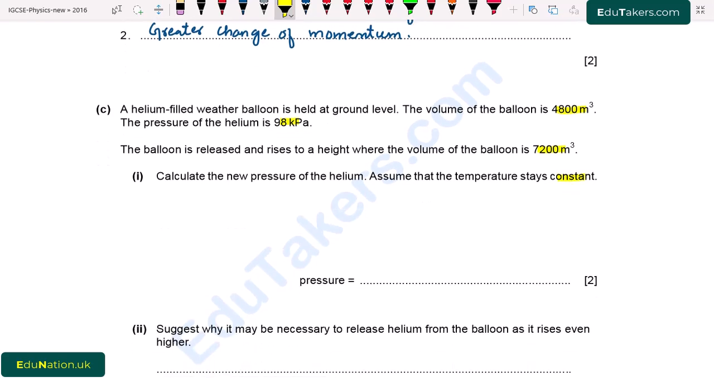So here the initial volume and pressure are given when the balloon is at the ground. When the balloon is released, the final volume is also given and we have to find out the final pressure of the helium. And here we assume that the temperature is constant, it does not change. So first of all, in Boyle's law, volume is inversely proportional to pressure when temperature is constant.